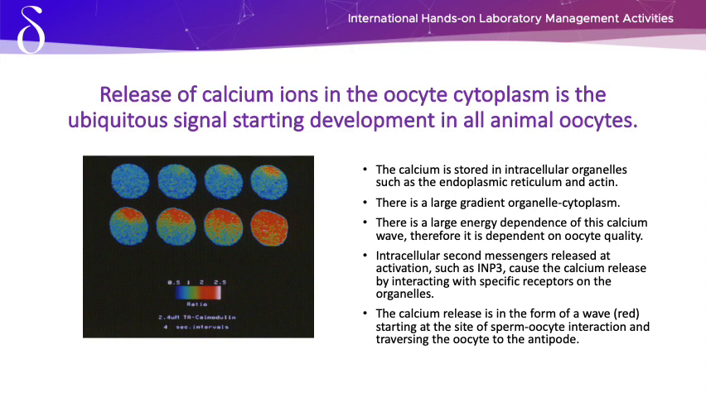Now, this release of calcium needs a large amount of energy to be able to do that, and probably oocytes differ in quality owing to the size of this calcium wave or the energy necessary to release the calcium wave. The calcium wave is actually triggered by the release of intracellular second messengers such as inositol triphosphate, and that is released by the sperm. And as I say, it starts at the site of sperm entry and traverses the oocyte to the antipode.